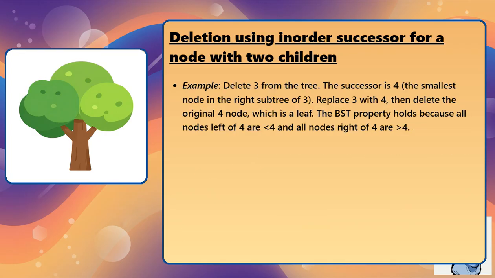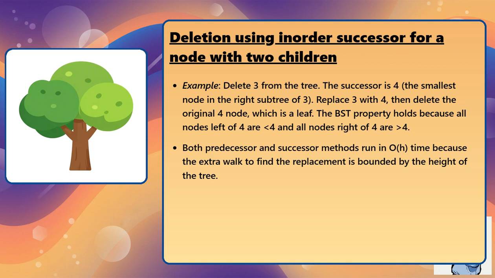Example: delete 3 from the tree. The successor is 4, the smallest node in the right subtree of 3. Replace 3 with 4, then delete the original 4 node, which is a leaf. The binary search tree property holds because all nodes left of 4 are less than 4 and all nodes right of 4 are greater than 4.